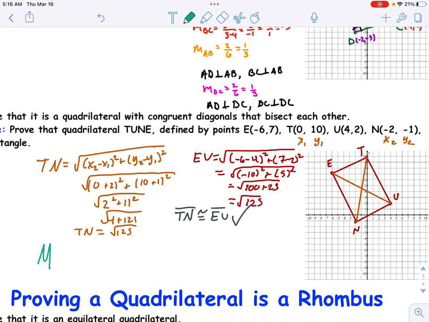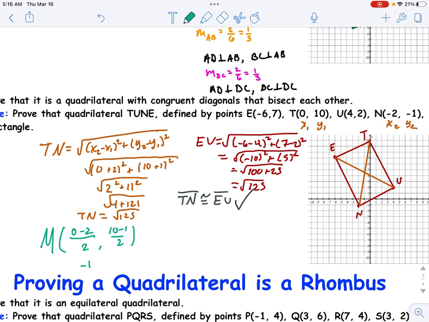So focusing on TN again, the midpoint of TN is where you just add the x's together. So you're going to have 0 minus 2 over 2, comma 10 minus 1 over 2. That's going to go to negative 1. And then this one would go to, we'll use a decimal, 4.5. Alright, that's the midpoint for TN.